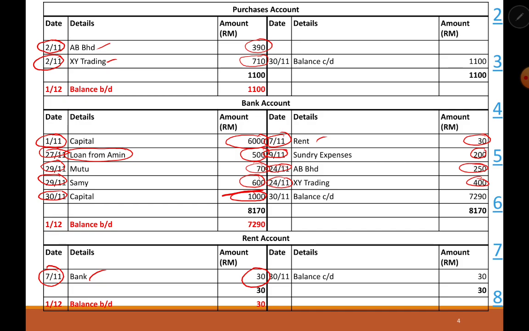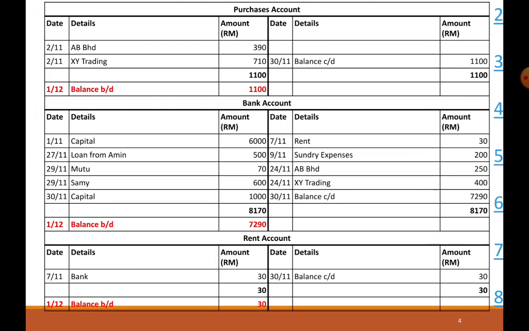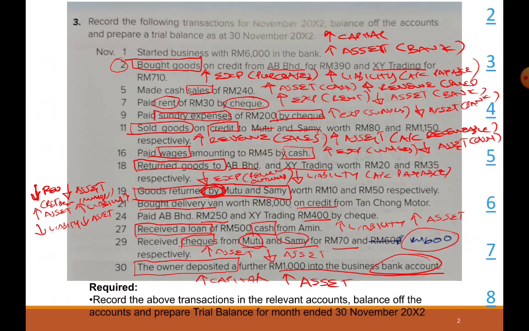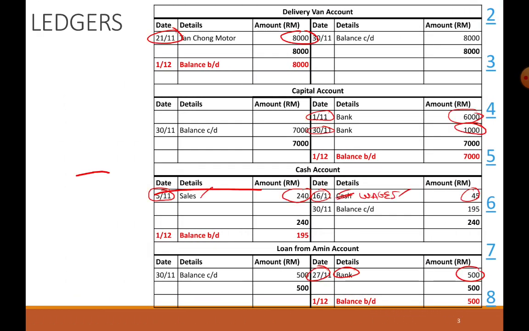Okay, so we have finished recording every single transaction from 1st November until 30th November. Now we want to balance off the accounts and prepare trial balance. To balance off the account, first step, as I mentioned in the lecture, we will total up. I will close off the delivery van account first. Only debit side 8,000 ringgit, no credit side, so the total will be 8,000 ringgit. To balance off, we put the date as at the end of the period, 30th November. We put balance carried down 8,000 ringgit.